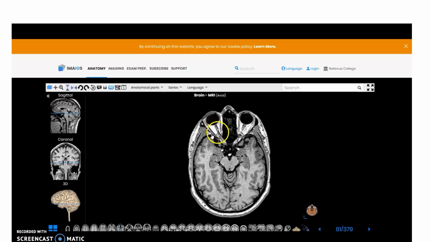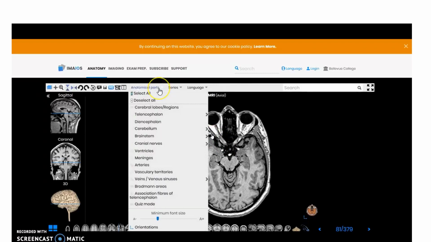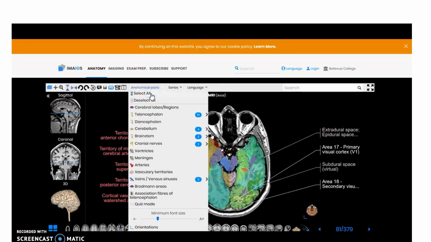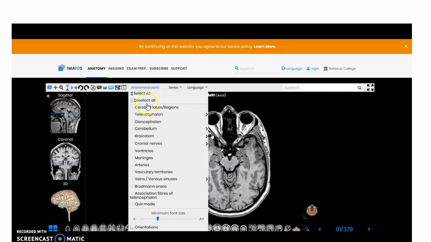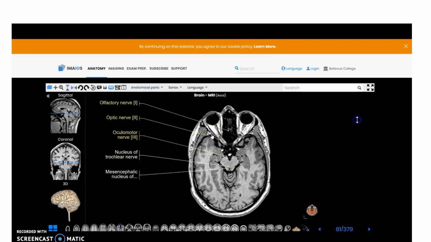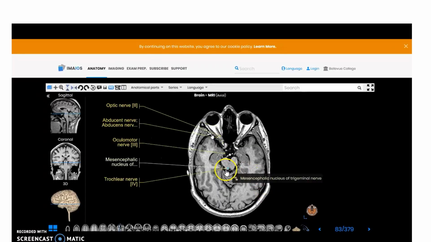The optic nerves travel posteriorly. At the same time they're traveling posteriorly, they travel superiorly, and we're going to see that in just a moment. I'm going to bring back up the anatomical parts just for a moment so that you can see. Let's deselect all and select just the cranial nerves here. There we go. So you can see the optic nerve here, and you can see the third nerve coming off the anterior side of the pons. And if I just move one slice inferiorly, then you see the fourth nerve coming off the posterior.